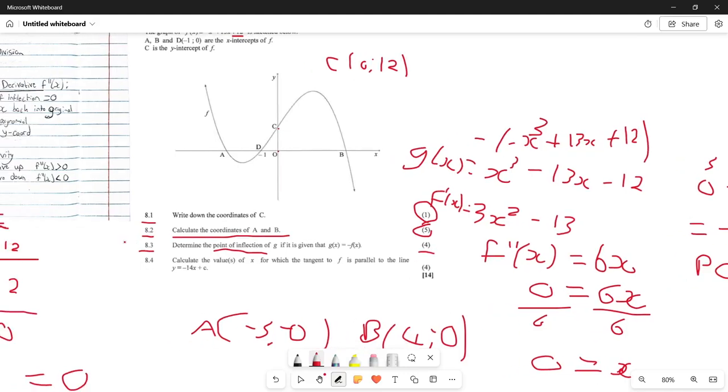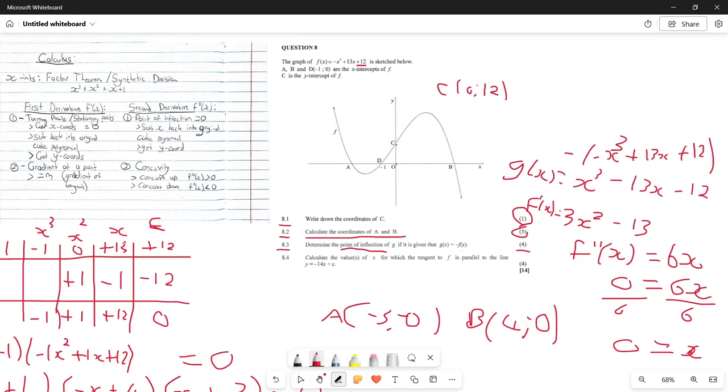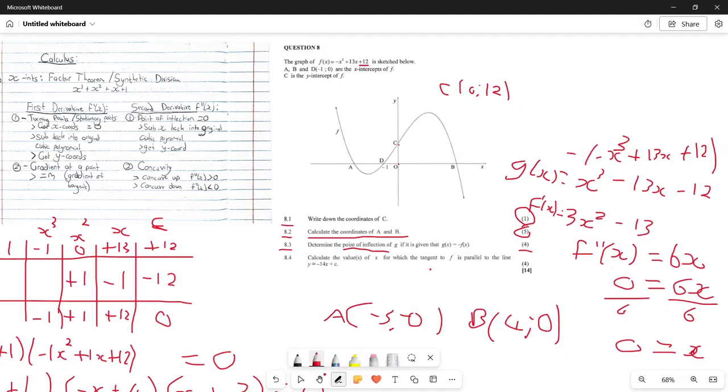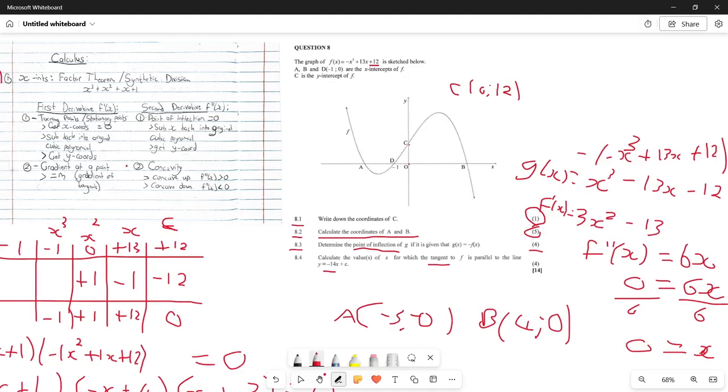And then for 8.4, last question, we're going to calculate the values of x for which the tangent to f is parallel to the line y equals negative 14x plus c. So what are they asking? The keyword here is tangent. So if we go to our cheat sheet, we see gradient at a point is our first derivative. It is the gradient of a tangent.